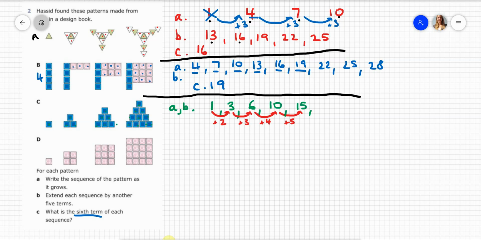Then I'll add 5, make it 20. Oh, sorry, no I won't. Hope you spotted that mistake. I'm not going to add 5. I need to add 6 this time. Then I'm going to add 7.